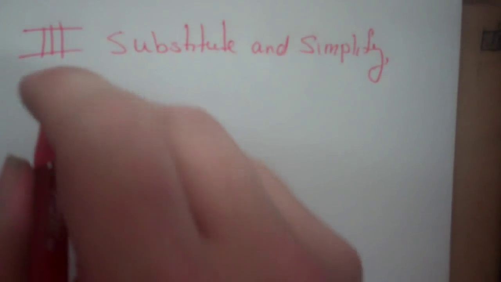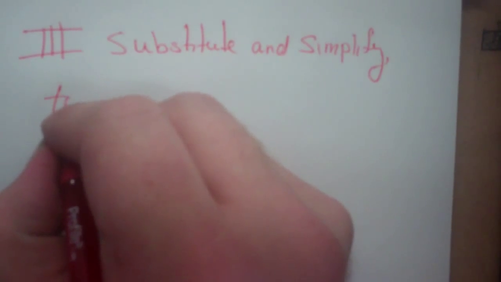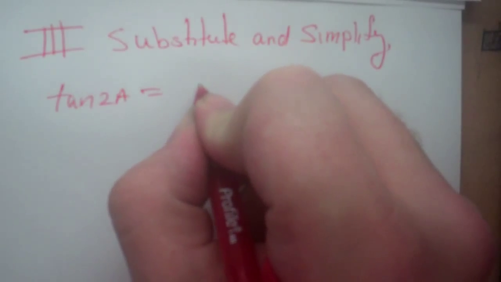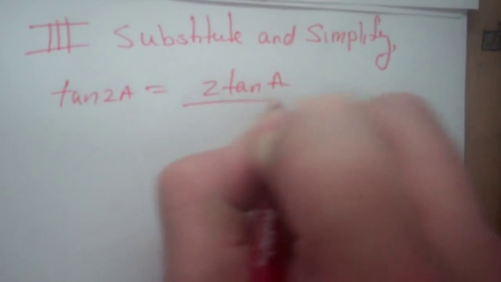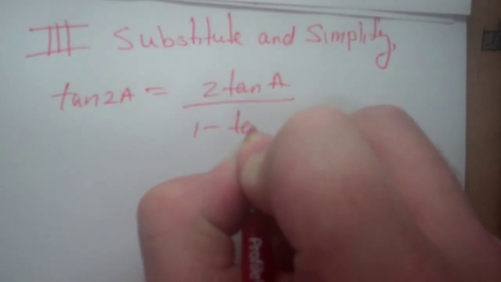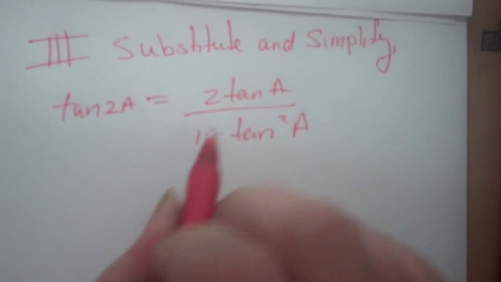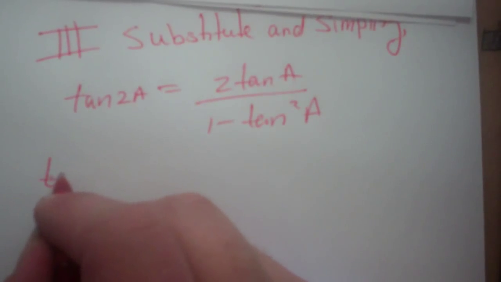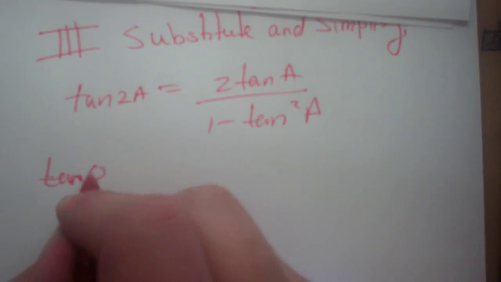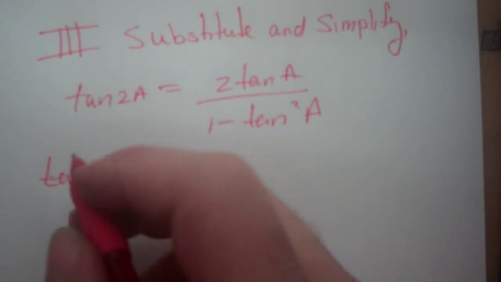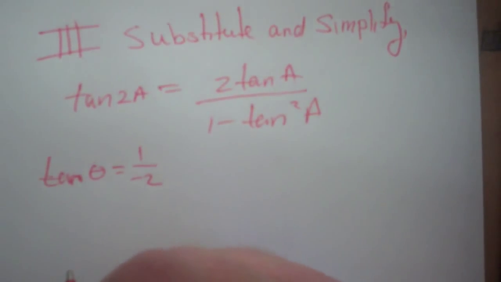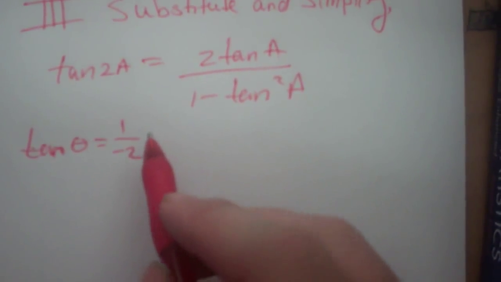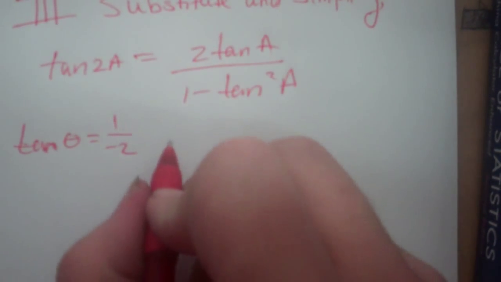So, to substitute, what are we substituting into? We're substituting into this formula. The tangent of 2a is equal to 2 times the tangent of a over 1 minus tangent squared a. We're substituting in there. What are we substituting in? We're substituting in this value for the tangent that we just came up with. We know that the tangent of theta is equal to 1 over negative 2. Remember when we got that? We got that right there. And so we're going to just put this into this formula and simplify.